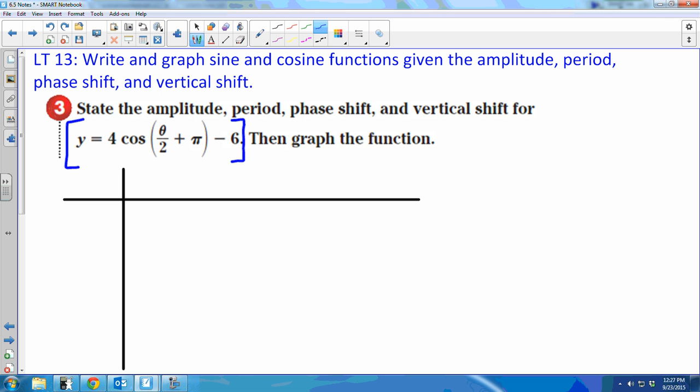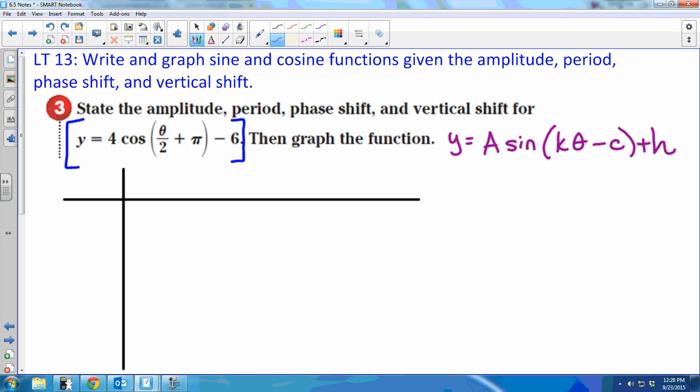Now here's what you need to keep in mind. It's going to be sine or cosine, but a function is going to look like this. A indicates what the amplitude is. K is always in front of the theta, and K helps you find the period and helps you find the phase shift. C is in parentheses, always, and helps you find the phase shift. And then the vertical shift is always outside of the parentheses.